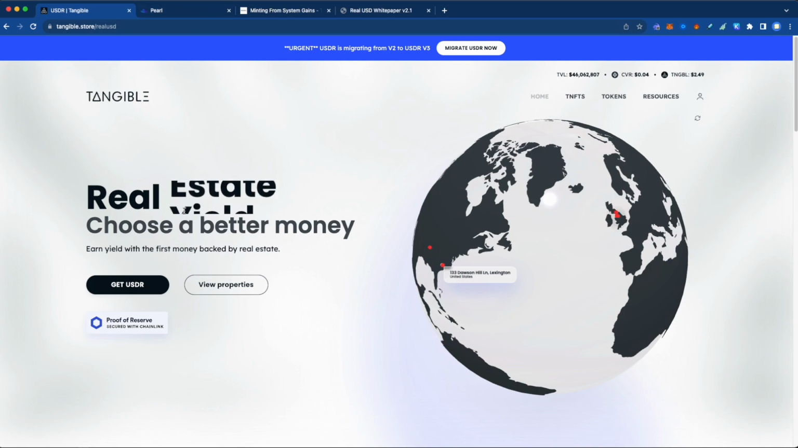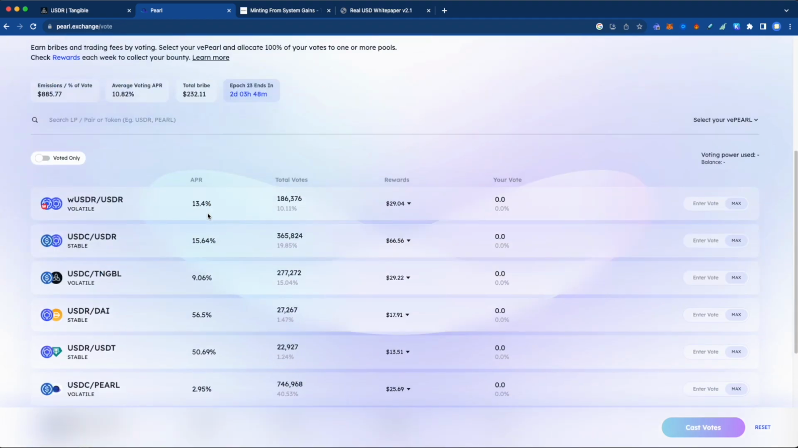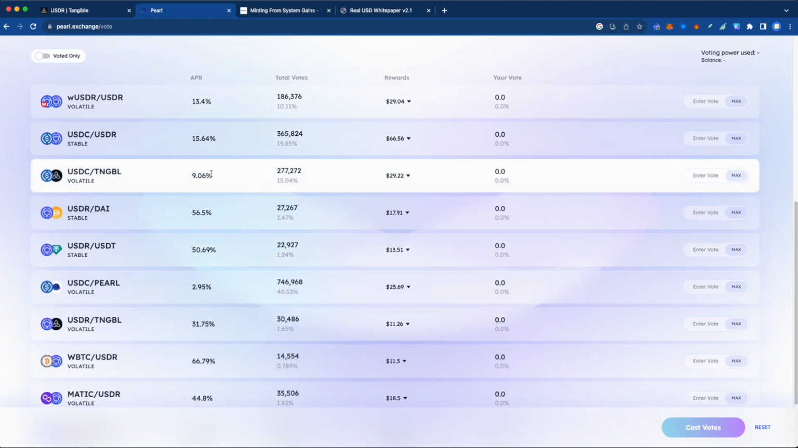So Tangible is a real world asset marketplace where you can buy and sell fractionalized, tokenized real world assets. They also have this Pearl exchange, which is a Solidly DEX. I'm not going to explain how a Solidly DEX works here. You can dig deeper and find that out, or watch another video of mine. But anyways, there is that.